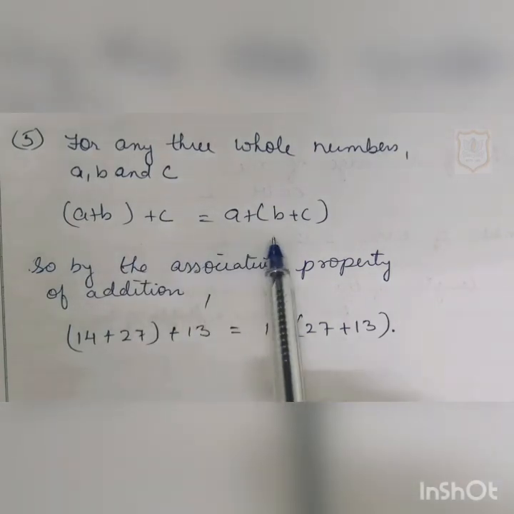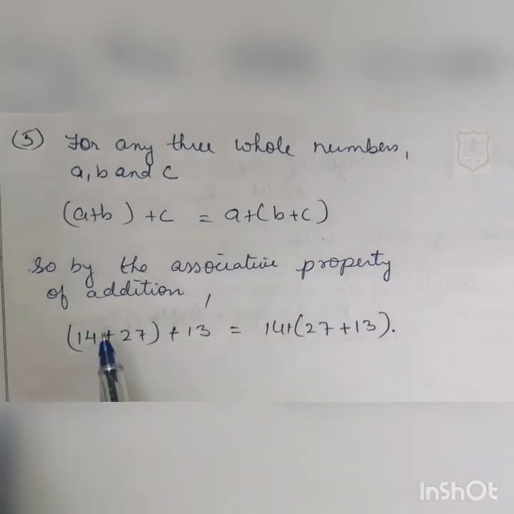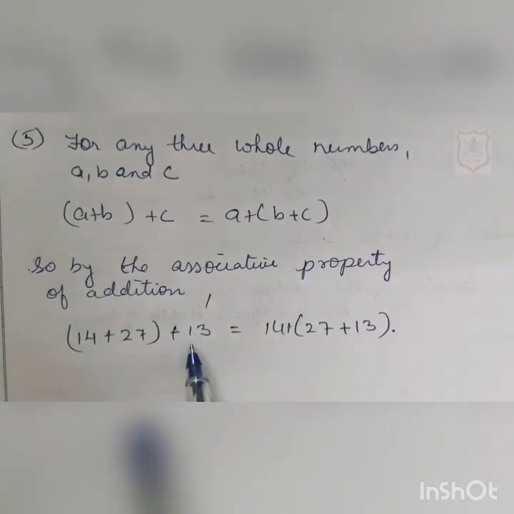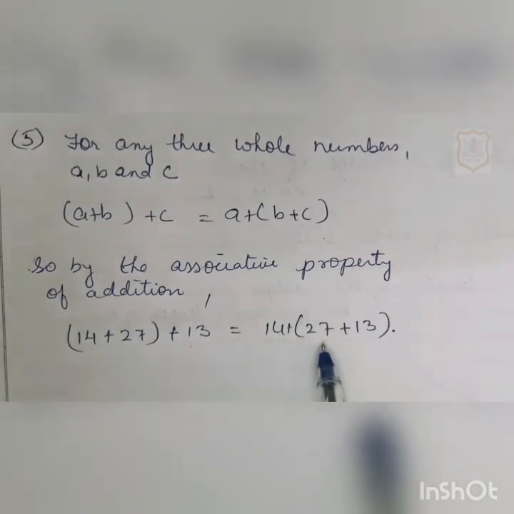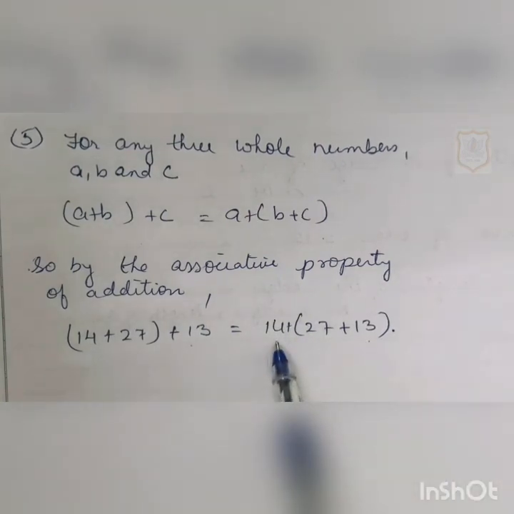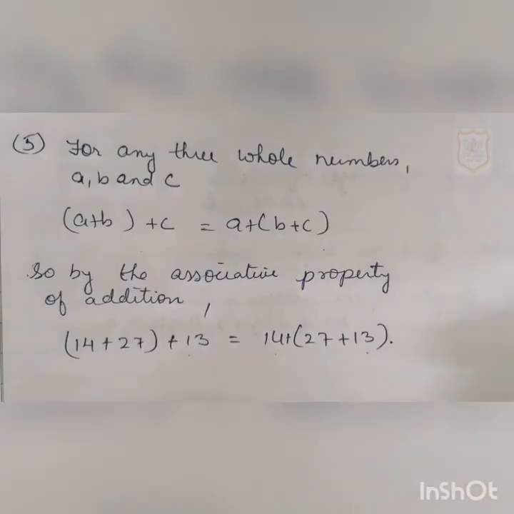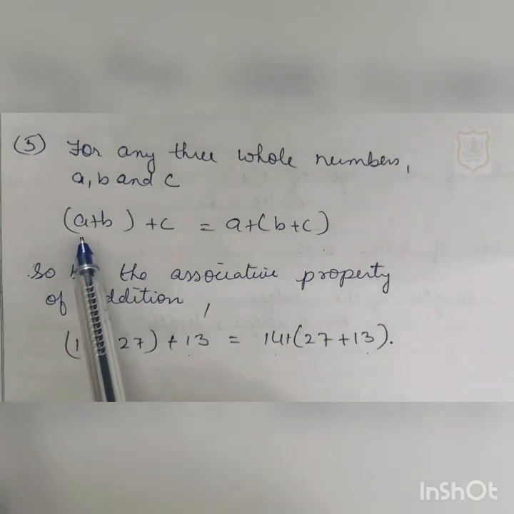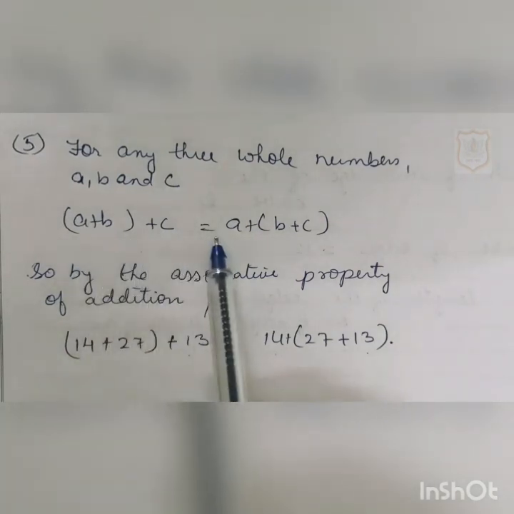So by the associative property of addition, 14 plus 27 plus 13 is equal to 14 plus 27 and 13 in bracket. So this is again a property of algebra, that is A plus B in bracket plus C is equal to A plus B and C in bracket.